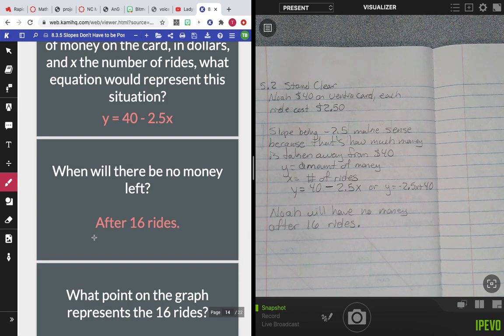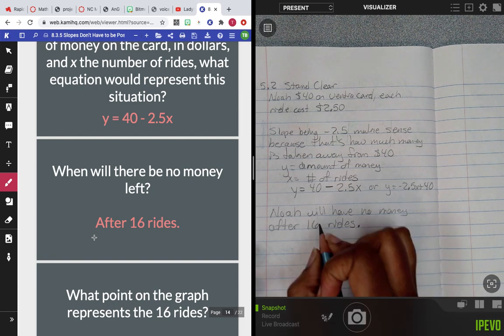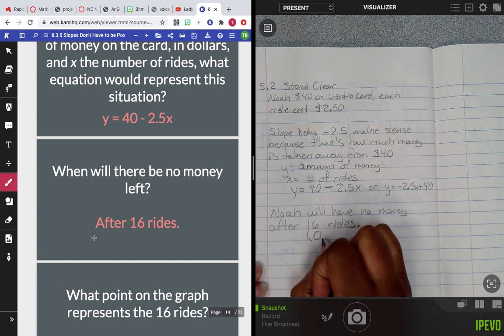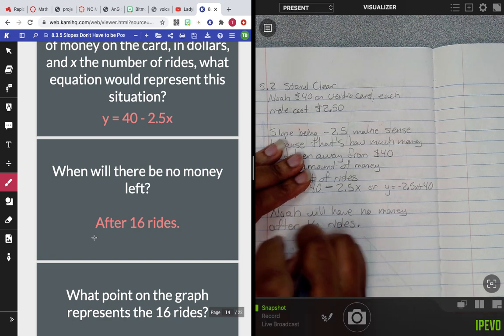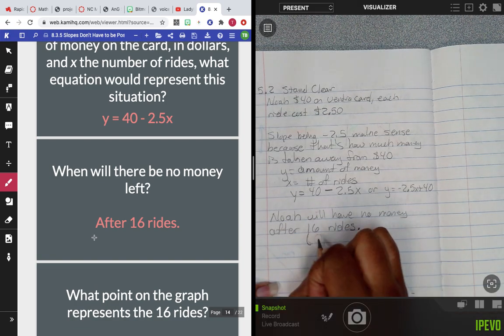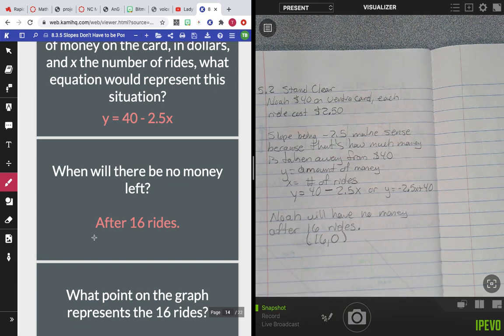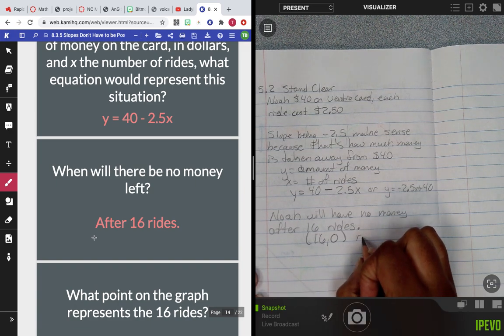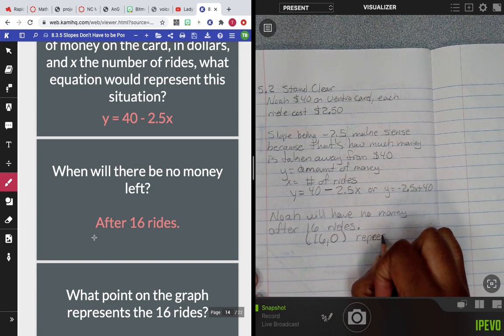All right, our next question is what point on the graph represents the 16 rides? The point on the graph that represents the 16 rides is this point here. You have to look on the x-axis. So this right here, this point represents the 16 rides.